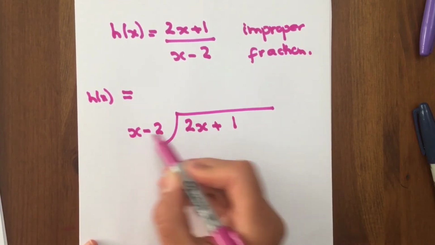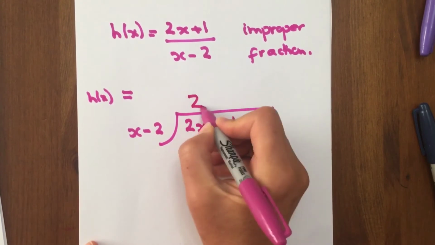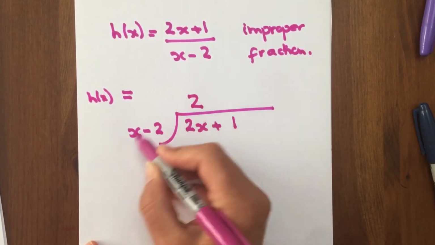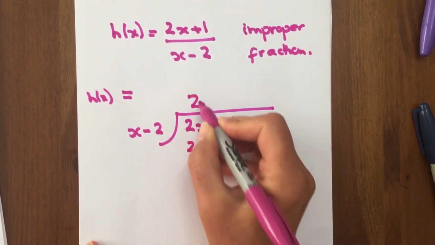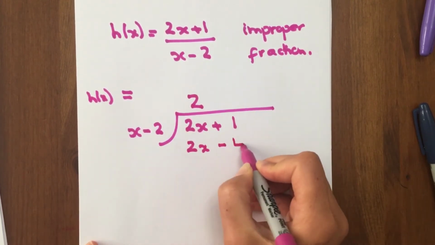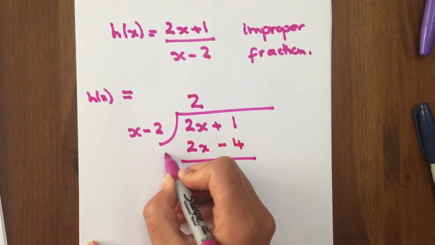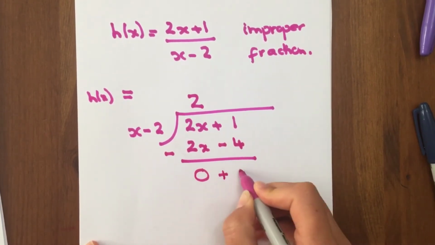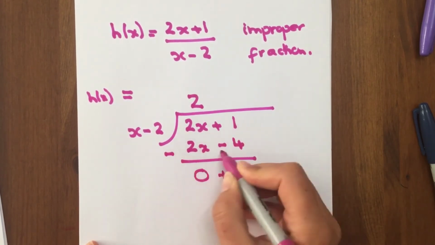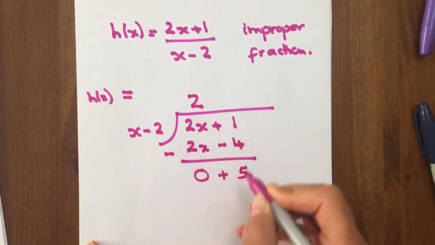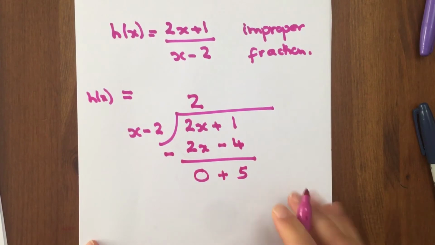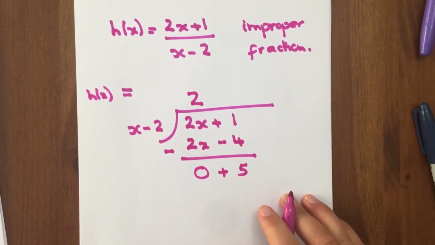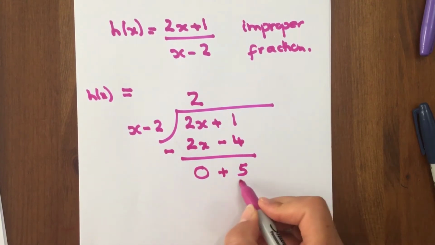Okay, so we say x goes into 2x twice. Then I times this with x minus 2. 2 times x is 2x. 2 times minus 2 is minus 4. I now subtract these. So I get nothing, add 5. 1 minus 4, 1 add 4 is 5. That's long division, algebraic long division.